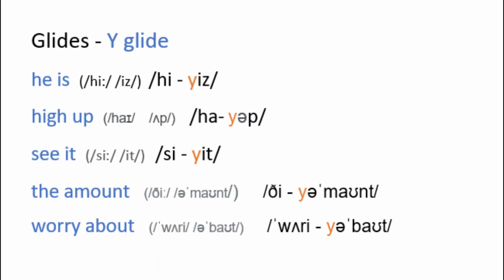He is, high up, see it, the amount, worry about. When you end the word, your mouth is in an ee position. So take advantage of that and put in an ee glide.